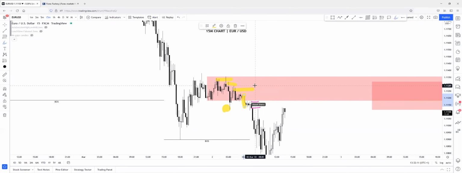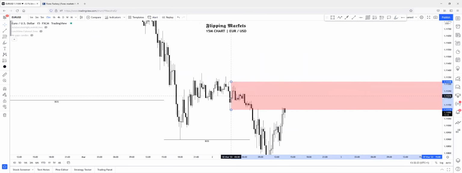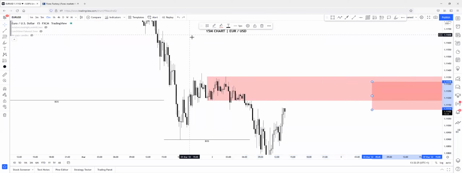Wait a minute, please, Nabab. This didn't break any structure. So basically, inside of this upper supply, there's no clear 15-minute supply. Let me just see the other one and remove this one.